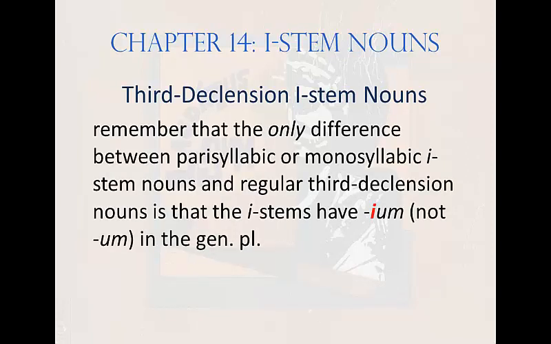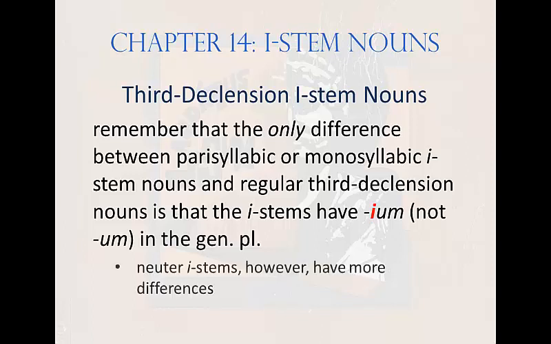So, if a noun is third declension, and the nominative and genitive have the same number of syllables, and the nominative singular ends in is or es, or, the nominative has one syllable and the base ends with two consonants, the genitive plural will be IUM, not UM. That's the only difference in masculine and feminine nouns. Neuter nouns exhibit a few more differences.